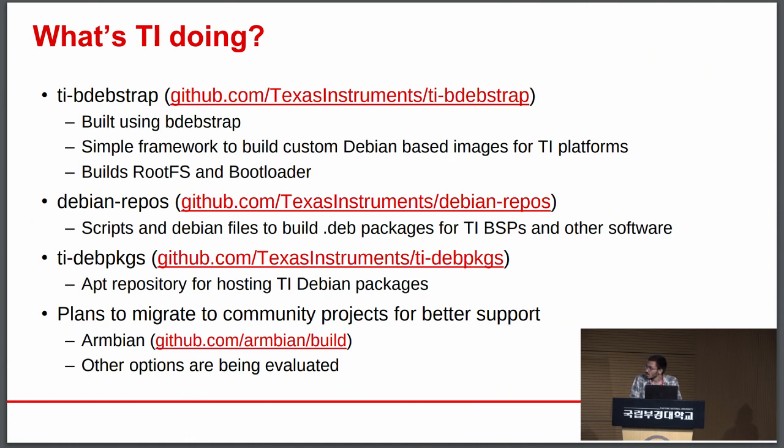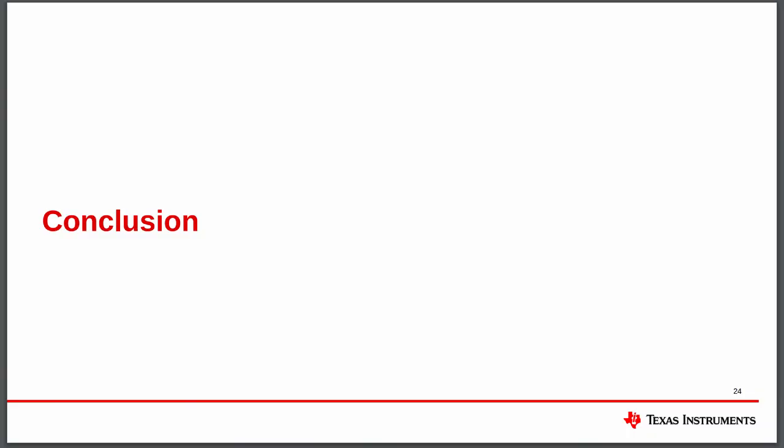We also have plans to migrate to community projects for better support, because it's hard to support everyone with a custom tool, and for customers moving from a different platform to a TI platform, it is a bit of a struggle. So we have plans to migrate to community projects like Armbian, or we are also exploring other options like ISAR, which is a Yocto-based build for Debian. So yeah, I'm almost at the end of my talk.